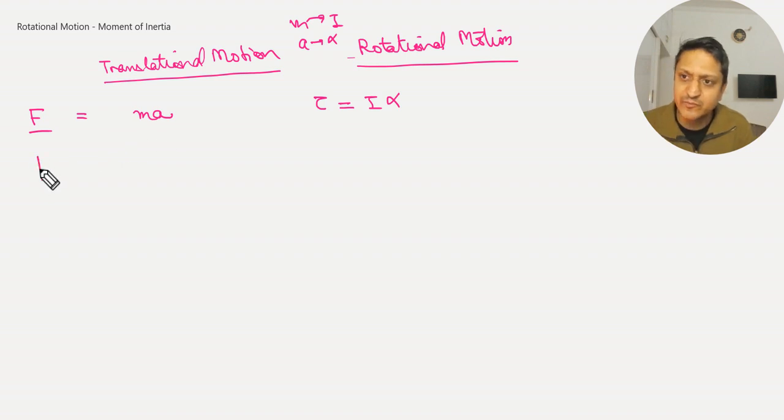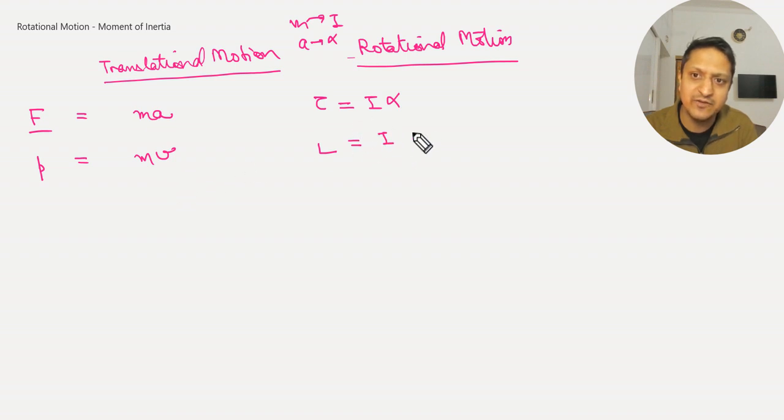After that, there is momentum. Momentum is mv. Here the momentum will become L, that is the angular momentum, and this m will become I, and v will become omega. So like this you have to relate all the formulas. Then there is another formula, that is impulse, and impulse is delta p, the change in momentum. So this is momentum, this is change in momentum. Here the impulse will be the change in L, because p has changed to L.